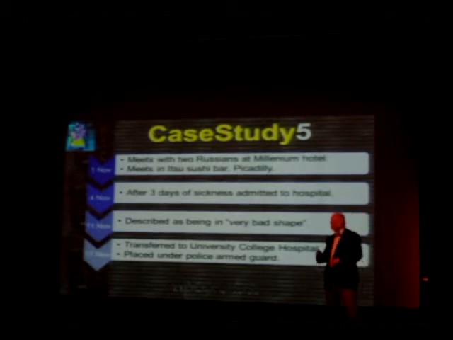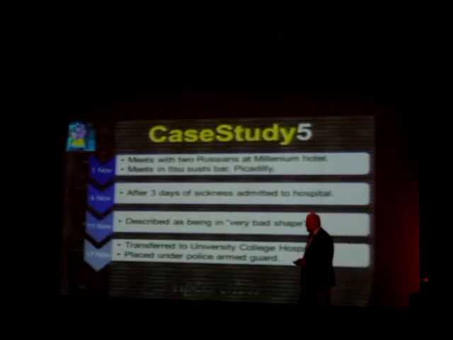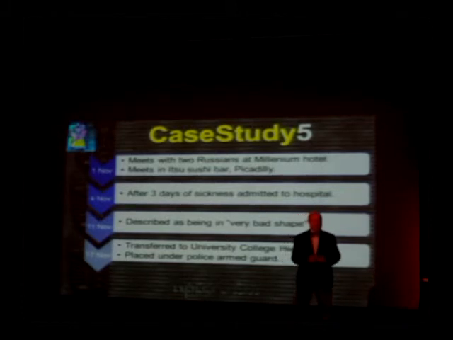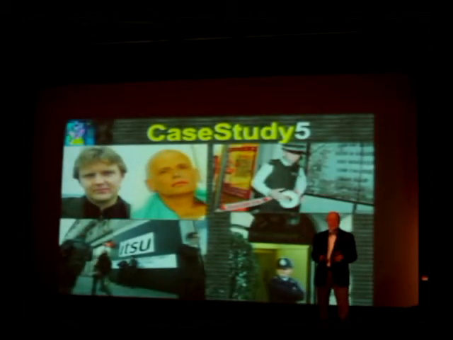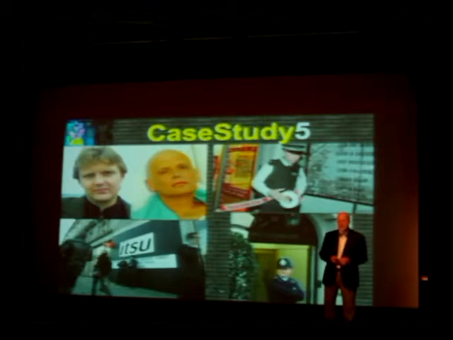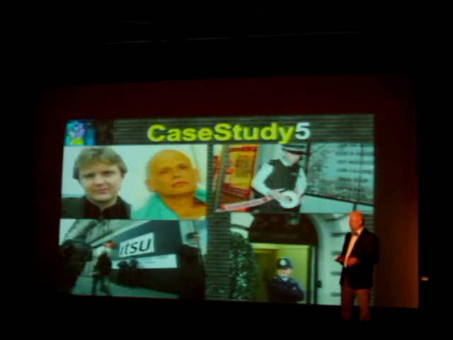He is then transferred to another hospital on the 17th of November, and he is placed under police armed guard. The fact that police were involved so early on in this is probably because of the MI6 connection, and the fact he was a dissident. Here's the pictures. So there's Alexander before and after. And one of the things is hair loss. You see all his hair has gone through the radiation damage.